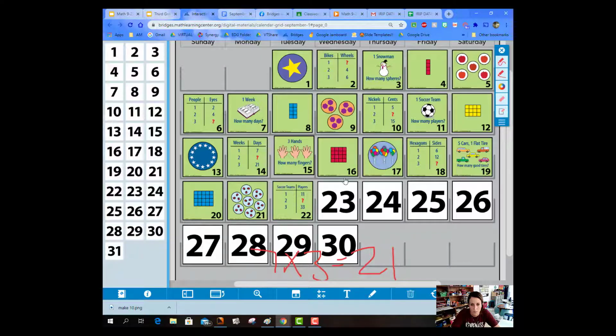So if we know that 11 players are on one soccer team, how many players would be on 2 soccer teams? If we know that 3 soccer teams has 33 players, how could we use that information to fill in that question mark? What do you think goes there? If you said 22, great job.